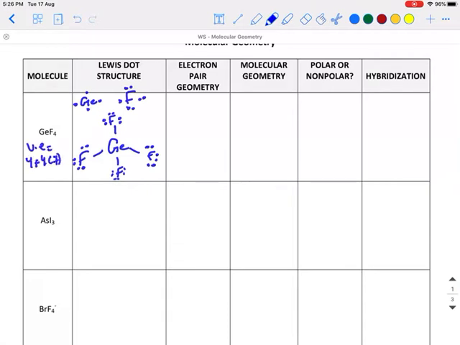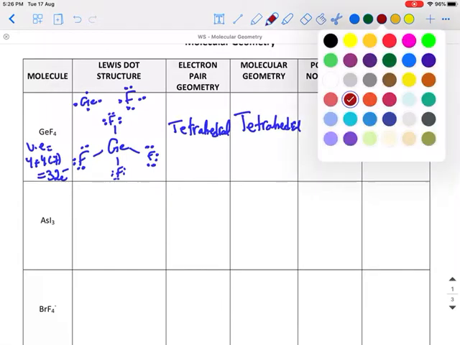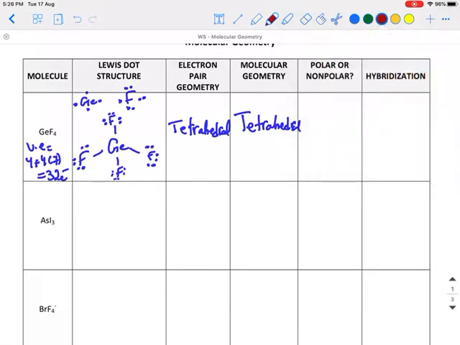The valence electrons are 4 plus 4 times 7, which is 28, and 4 sum up to 32 electrons. If you count the electrons here, you will find 32 electrons. For electron pair geometry, as you can see, we have around germanium 4 electron clouds, which means it is tetrahedral. No lone pair, all of them are bonds, which makes the molecular geometry also tetrahedral.